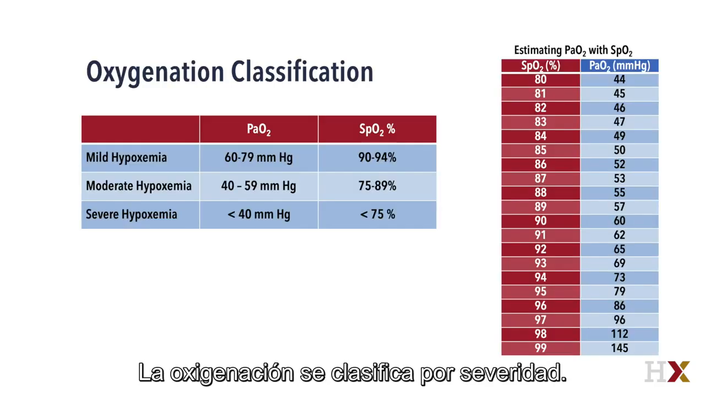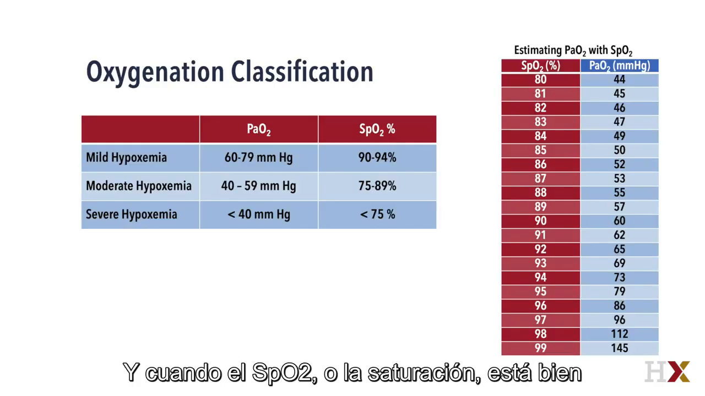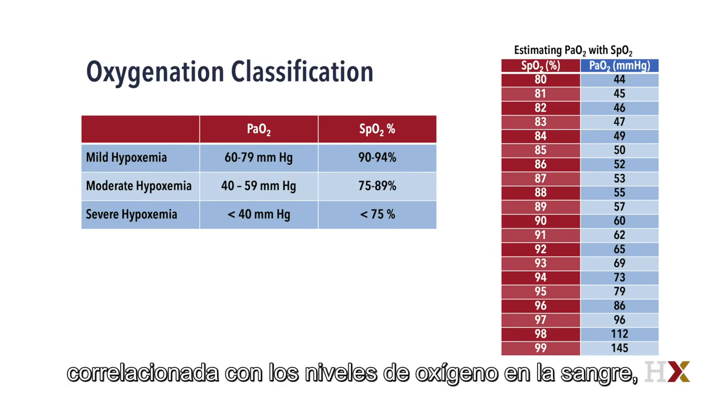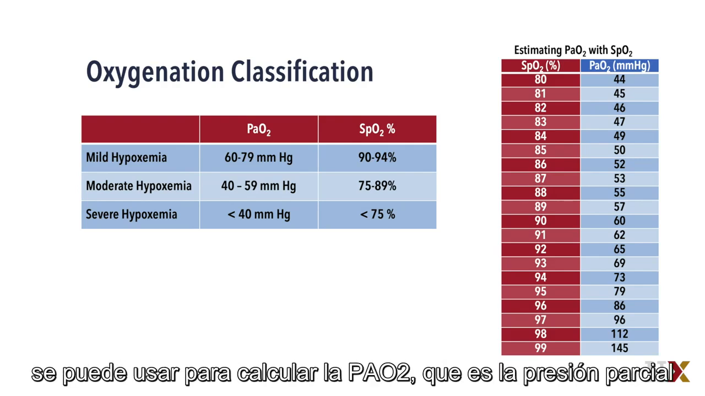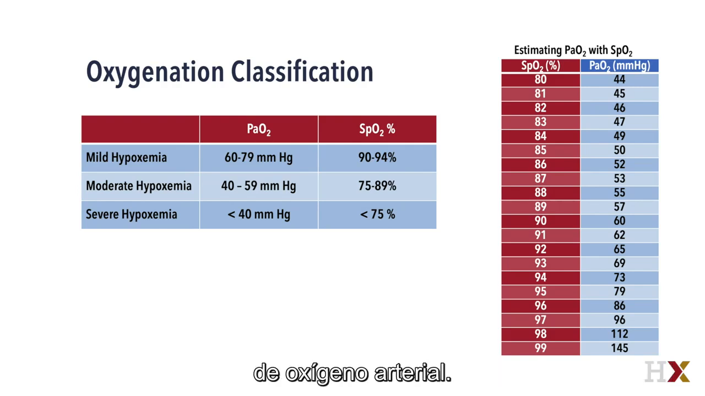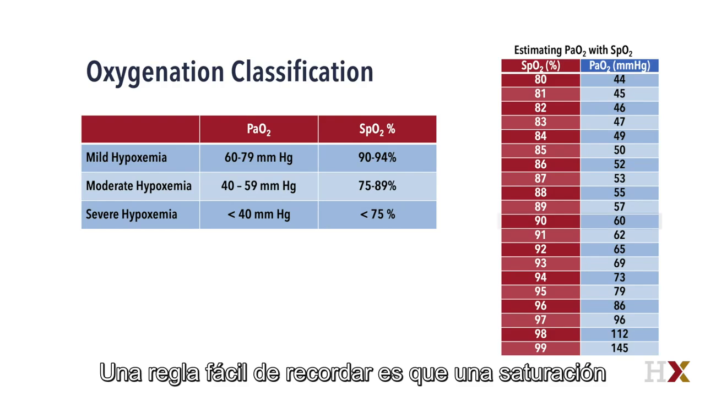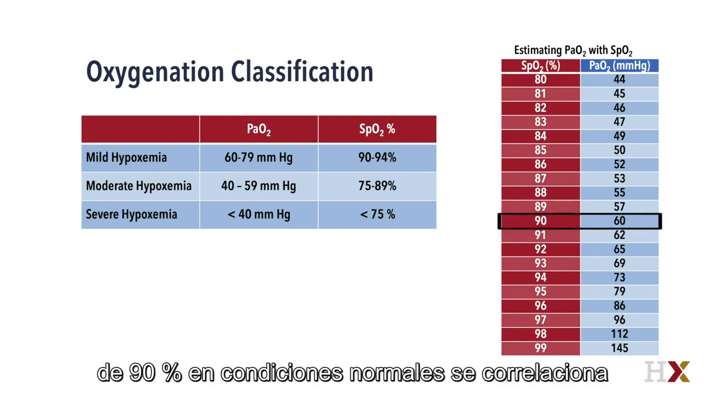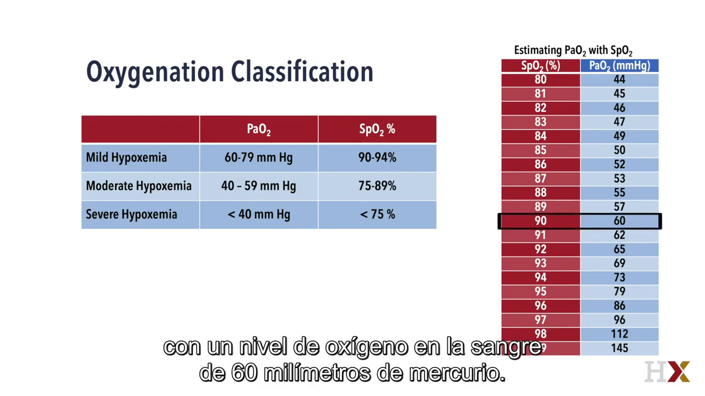Oxygenation is classified by severity, and when the SpO2, or saturation, is well correlated with arterial blood oxygen levels, it can be used to estimate PaO2, which is the partial pressure of arterial oxygen. An easy rule to remember is that a saturation of 90% under normal conditions correlates to an oxygen level in the blood of 60 millimeters of mercury.